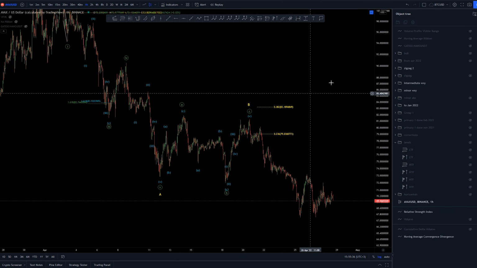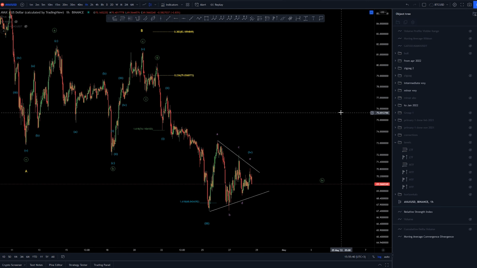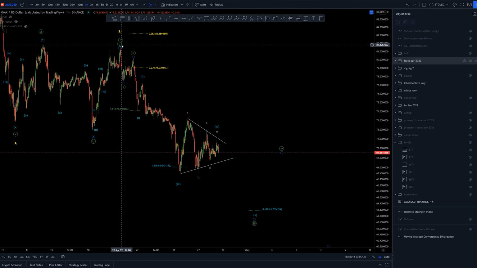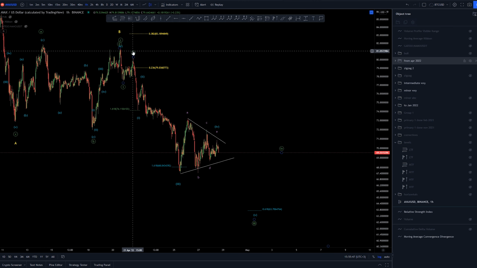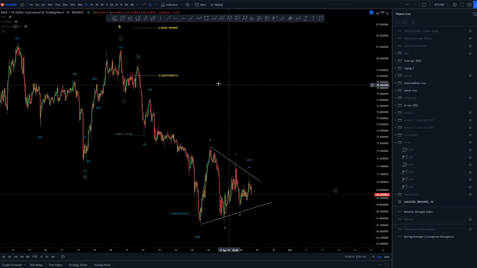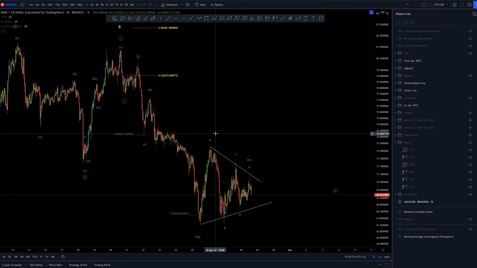Again, the same ABC here, nothing else. Now, on this last leg for the wave C, we would be looking at something like this. Possibly 1, 2 here, another 1, 2 here. Why? Well, just because this last leg down here is kind of extended. That's the bull scenario.